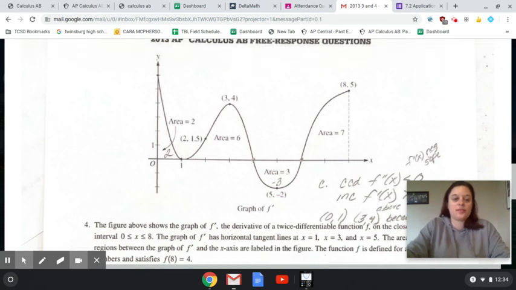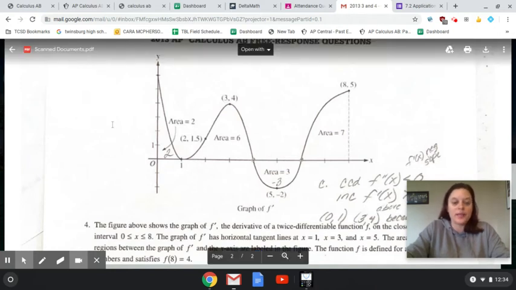All right, I'm going to go through 2013 number 4 now. A lot of skills that we've been practicing, but different ones than number 3. So I thought this was another good one to get a variety. So they give this picture. It is a derivative picture.